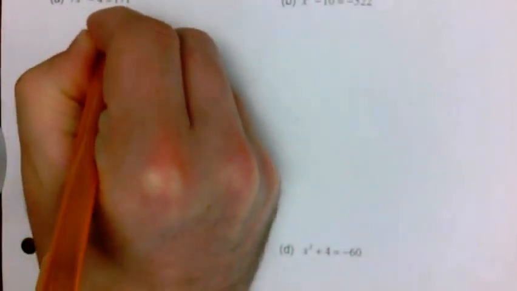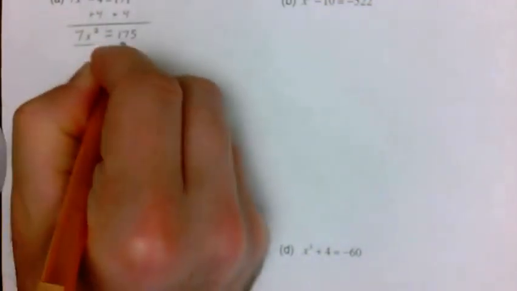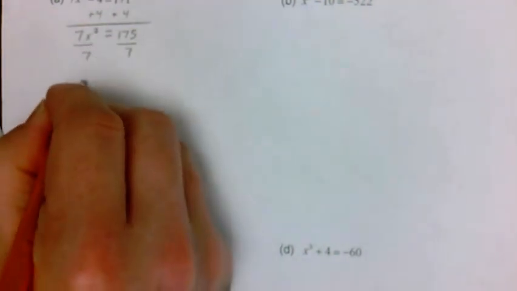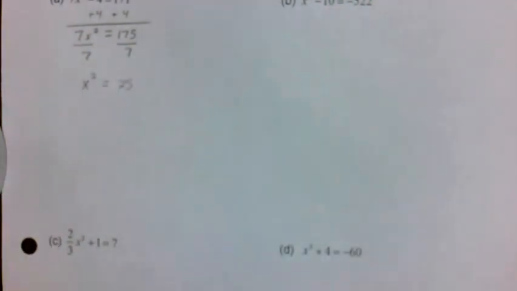What we're going to do is start by adding 4 to each side so that we can isolate the variable term. This is going to make our equation say 7x squared equals 175. All right, now we want just 1x squared instead of 7x squared, so we're going to divide each side by 7. 7x squared divided by 7 is 1x squared, and 175 divided by 7 is 25. So our equation says x squared equals 25.